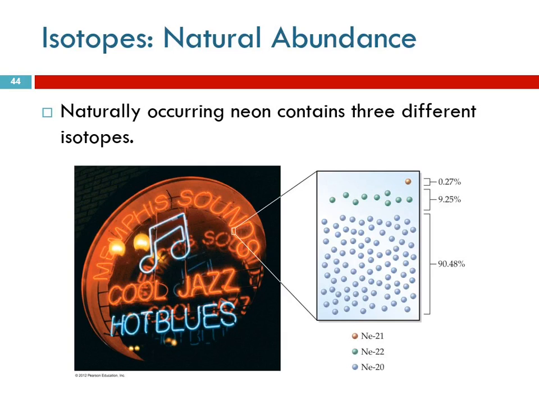Here's an example of neon. So neon has 3 different isotopes. We call them neon 21, neon 22, and neon 20. Neon 20 is the most common. 90.48% of all neon atoms are this isotope. 9.25% are neon 22, and only 0.27% are neon 21. The differences between these 3 isotopes is the number of neutrons.